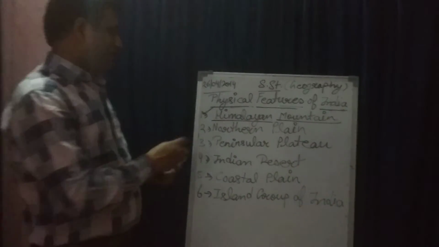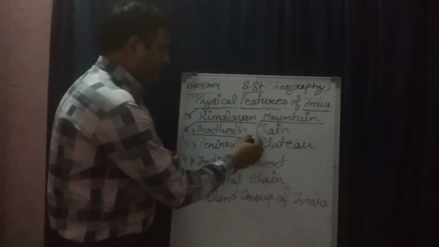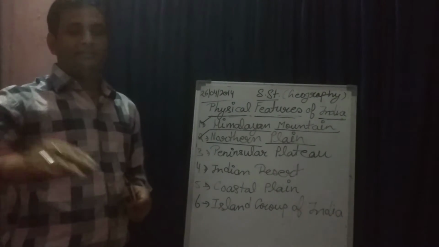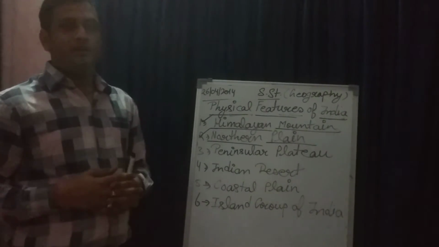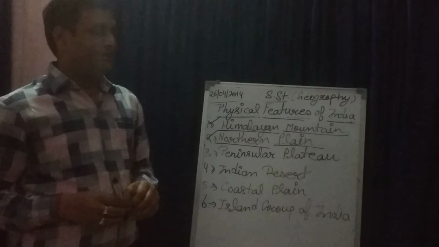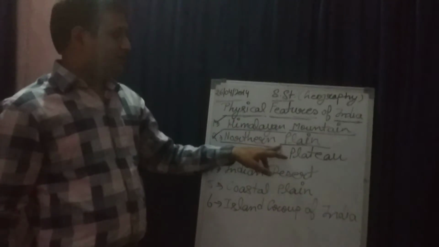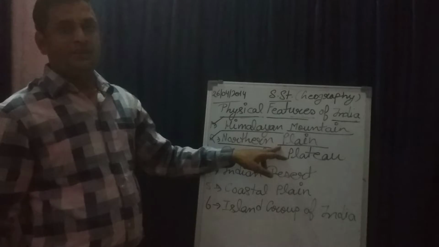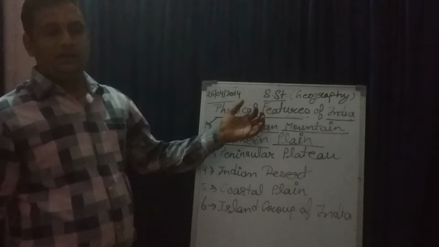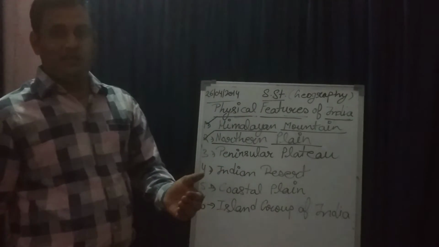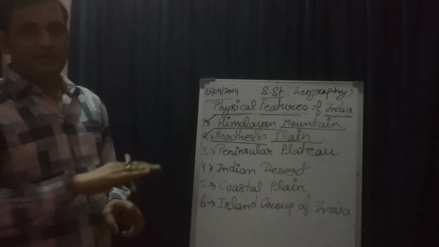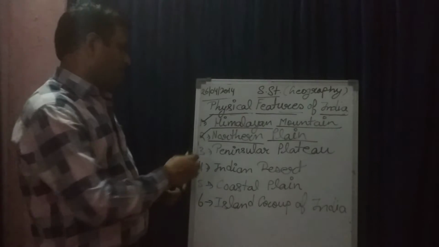And the second is the northern plain. After that comes the northern plains, meaning level land. It covers our area, UP, Bihar, and the maximum part of middle India. This northern plain is full of rivers. The rivers coming from the Himalayan mountains, the Ganga and the Yamuna, when they come into the plain area, definitely make this northern plain. This means level land.